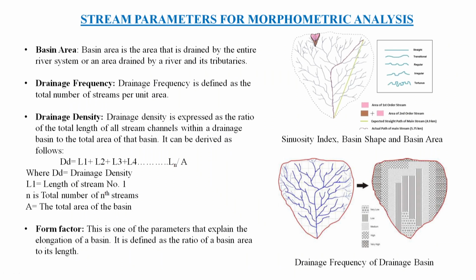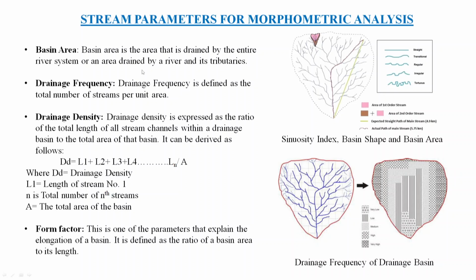Coming to the next one, that is your basin area, which is also a two-dimensional morphometric parameter. So basin area is the area that is drained by the entire river system, or an area drained by a river and its tributaries. So you can see, if you want to find out the basin area, you have to consider the main river and all the tributaries that are contributing to it. Then you have the total number of streams per unit area, which is also referred to as drainage frequency, that is, how frequent the occurrence of tributaries or smaller channels is in a particular basin area.